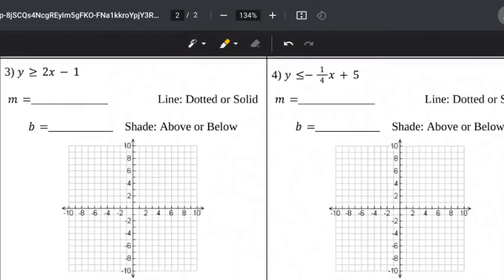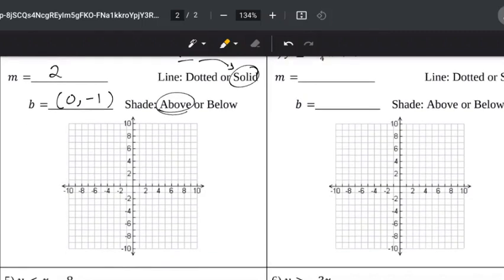Number 3 is already in slope-intercept form. So we have our slope as 2. Our y-intercept is (0, -1). It is greater than or equal to, so it's solid because it's or equal to. Bam. And greater than means we're shading above the line.